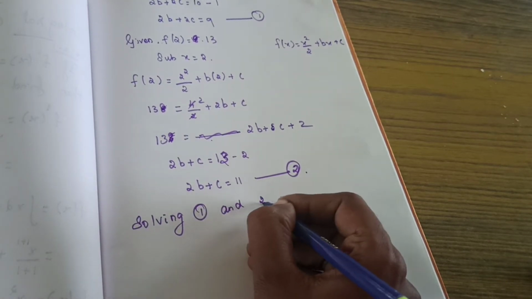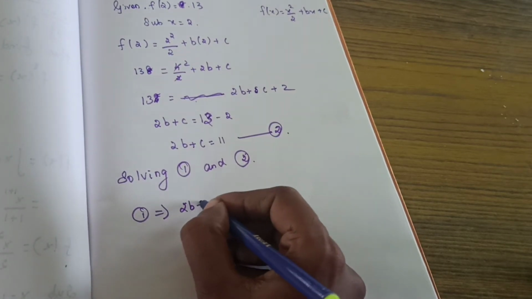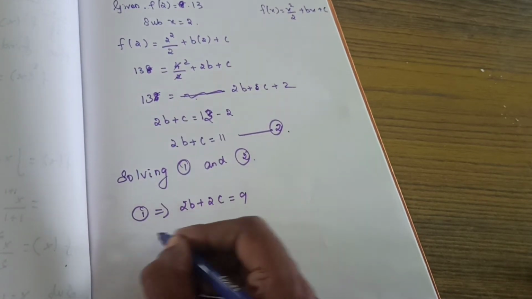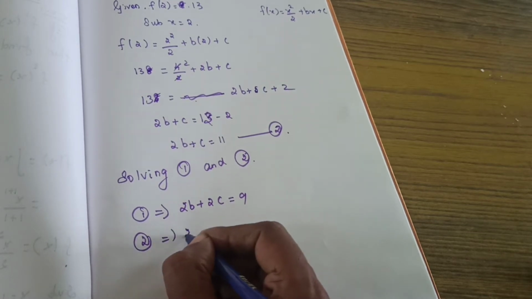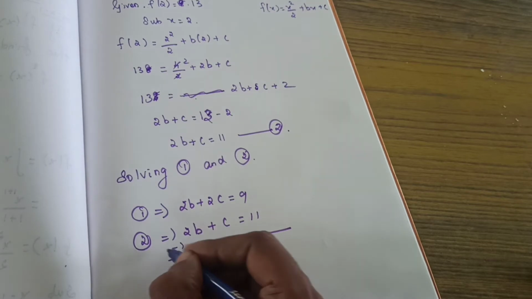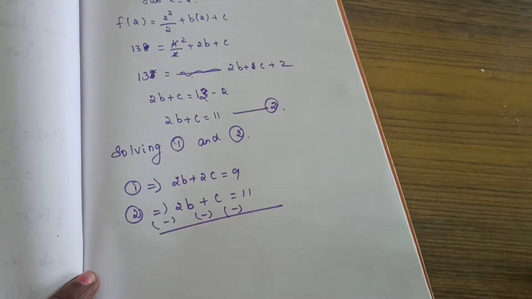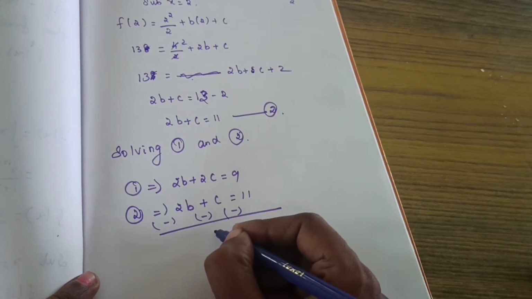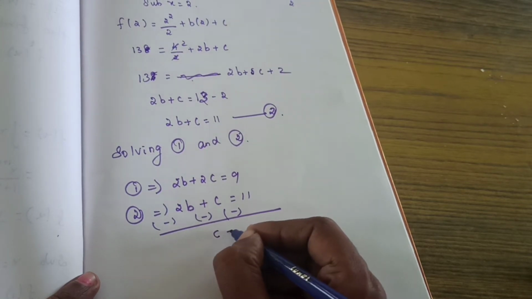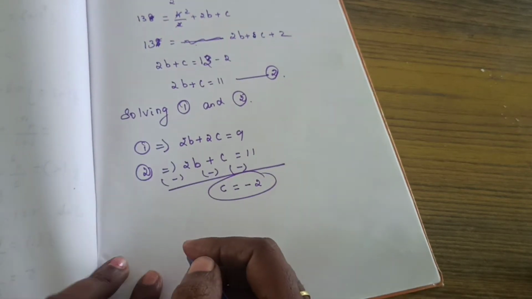Solving 1 and 2. So what is equation 1? 2b plus 2c equal to 9. What is equation number 2? 2b plus c is equal to 11. Change the symbol, minus, minus. So how much will you get? 2c minus c means c is equal to minus 2. Now you got the c value.